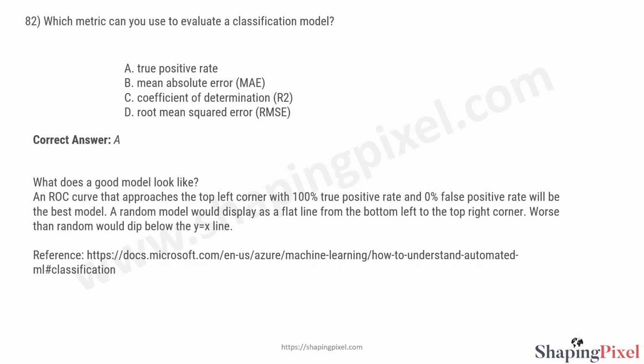What does a good model look like? An ROC curve that approaches the top left corner with 100% true positive rate and 0% false positive rate will be the best model. A random model would display as a flat line from the bottom left to the top right corner. Worse than random would dip below the y equals x line.